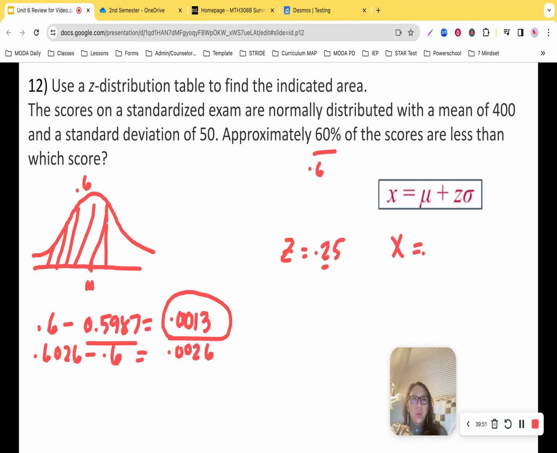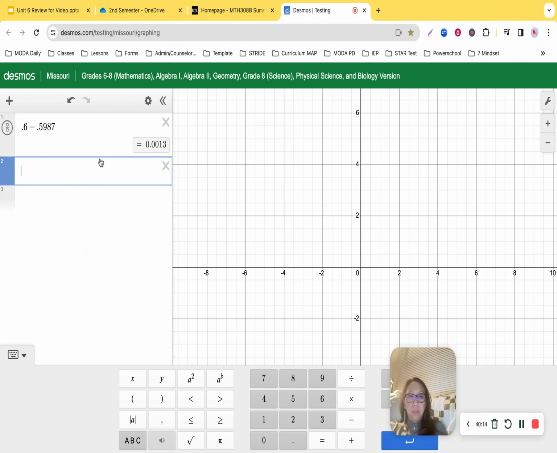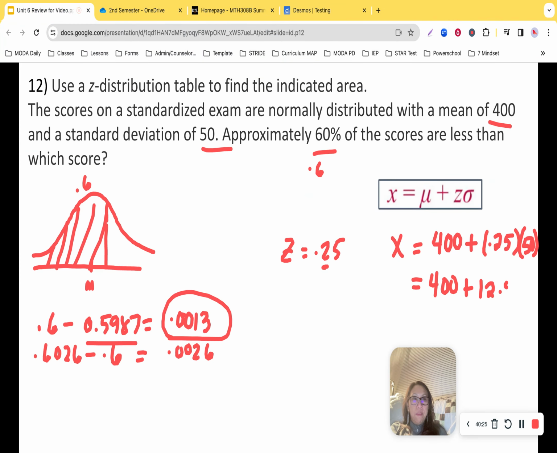The raw score, given that the mean is 400, plus the z-score of 0.25 times the standard deviation of 50. So using the math here, we have 400 plus 0.25 times 50, which gives you 12.5. Adding them up, you have 412.5. So that's our raw score right here.